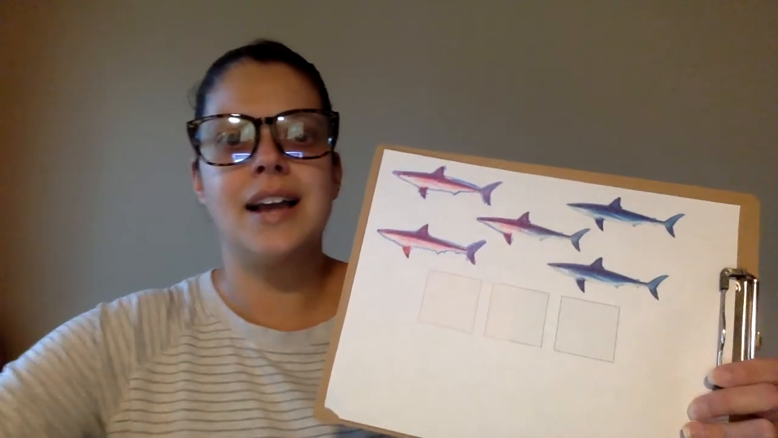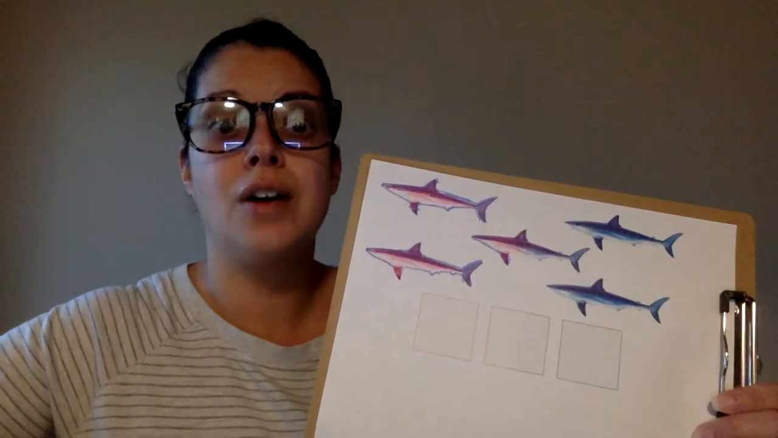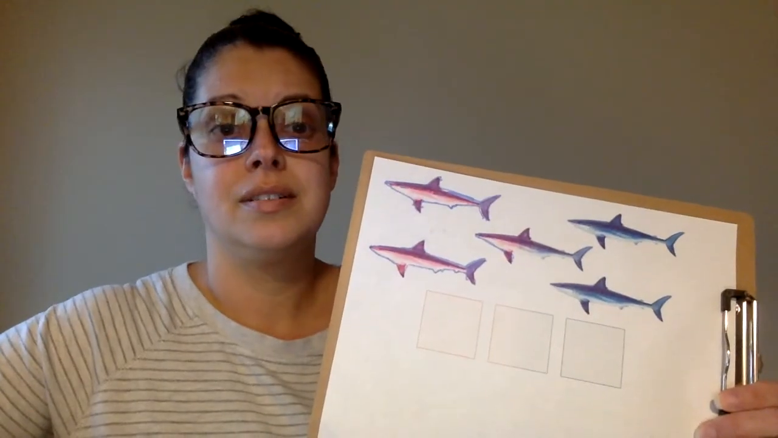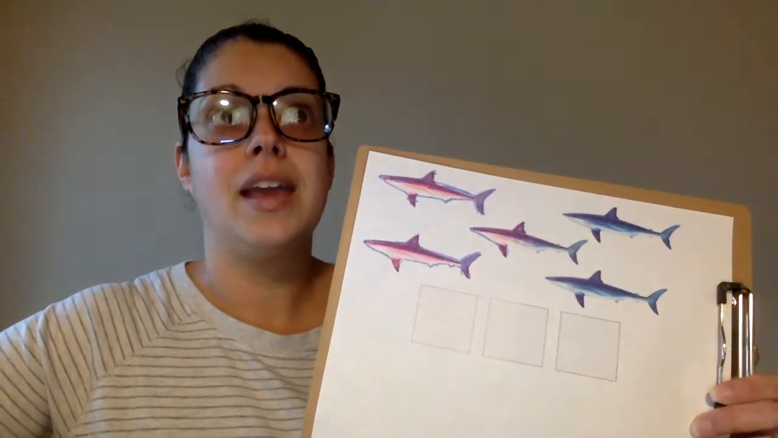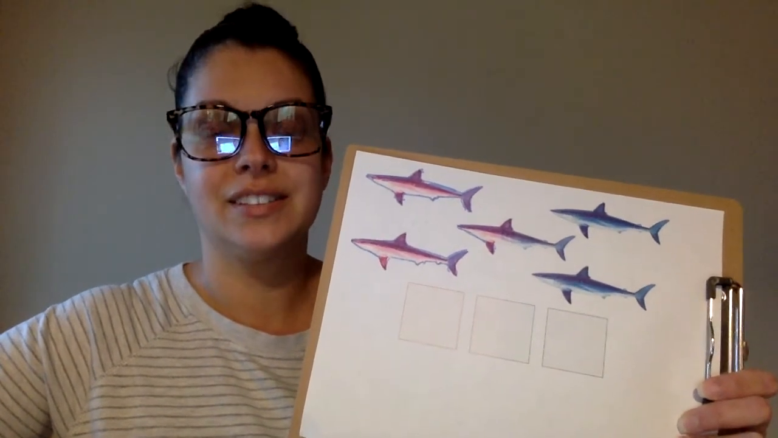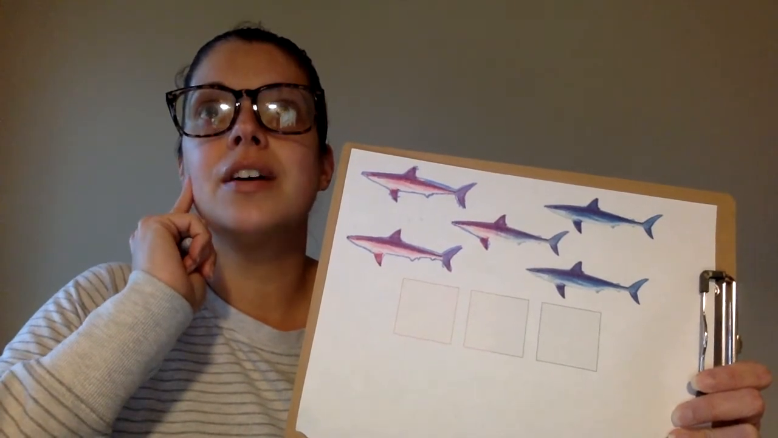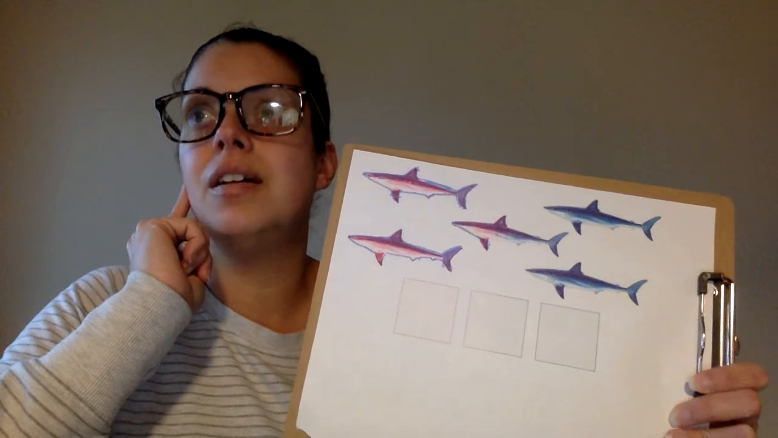So one day I went swimming. I decided to go scuba diving. And when I went scuba diving, I first saw two sharks. I kept swimming and then I saw three more sharks. I wonder how many sharks did I see in all, right?